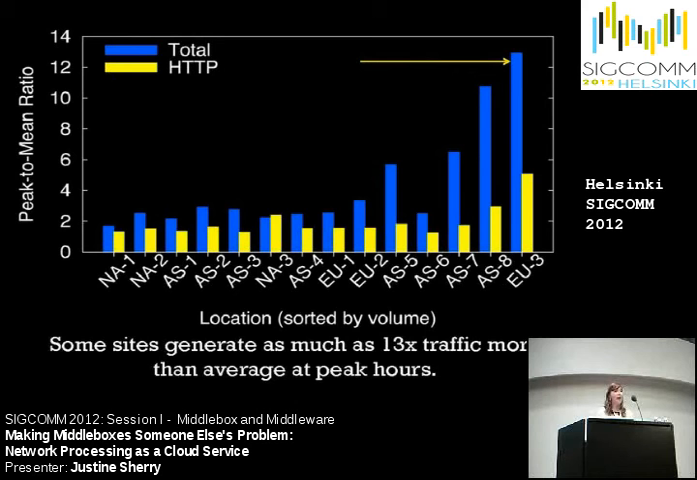But for others, the peak to mean ratio is much higher. In the worst case, it's as much as 13 times more traffic at peak hours of the day than in the average case. So for this site to avoid overload entirely, they would have to provision 13 times as many middleboxes as they would need normally. With the cloud, they can elastically scale up to 13 times as many middleboxes and then drop those when they're not using them. So at least for this latter site, the benefits from elasticity would be great.